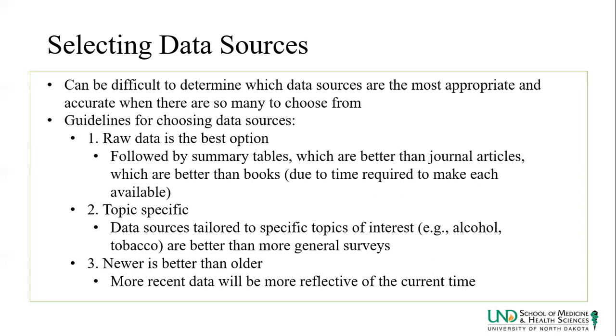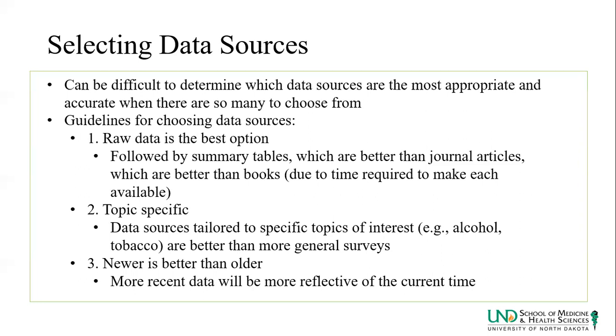If that is not an option, summary tables are a good next option. Many surveys, including sources like BRFSS and YRBS, will publish summary tables that include frequencies for each of the survey questions. If neither of those two types of sources are available to you, you can utilize journal articles on the particular topic of interest. Finally, books can be a valuable source as well, as long as the publication date is being taken into account, since the data may be older in that case.